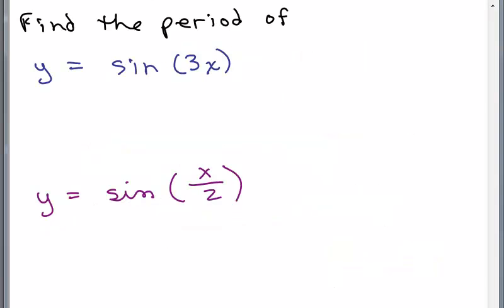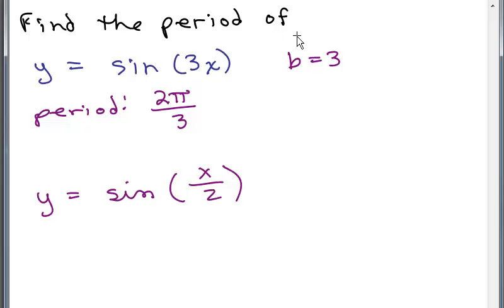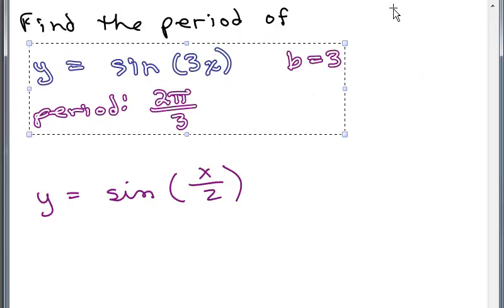All right, here are two problems. Let's find the period of the sine of 3x. Let's do this one first. All right, what is b in this case? B is 3, right? It's the coefficient of x. So the period is just 2 pi divided by b. Let me keep that all one color here. Don't want to confuse it with this one.